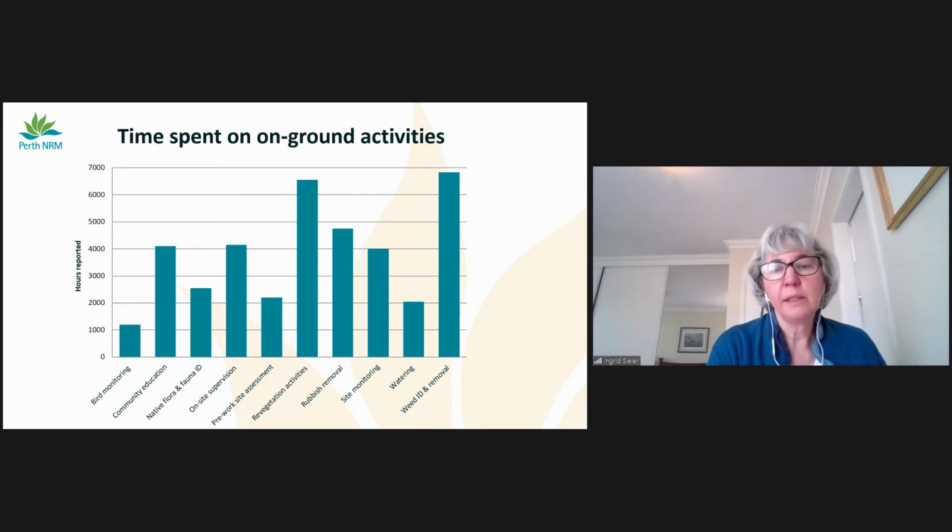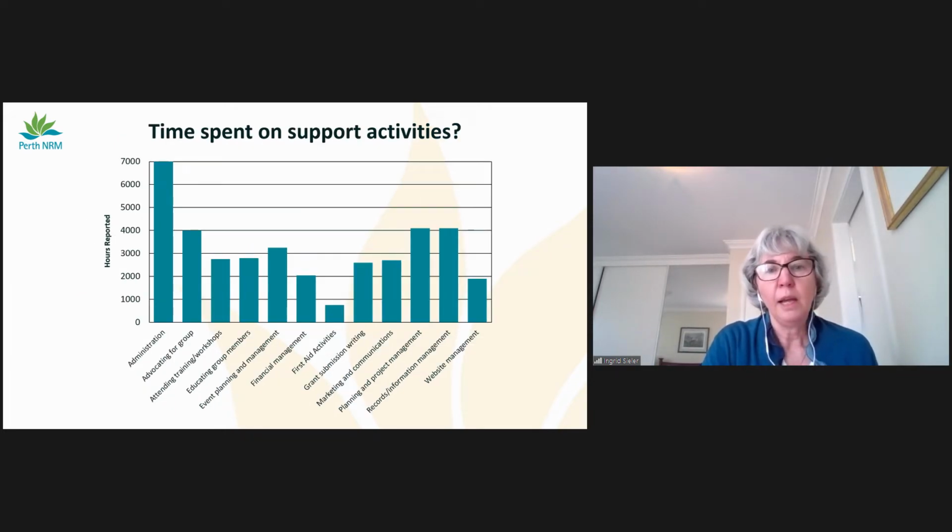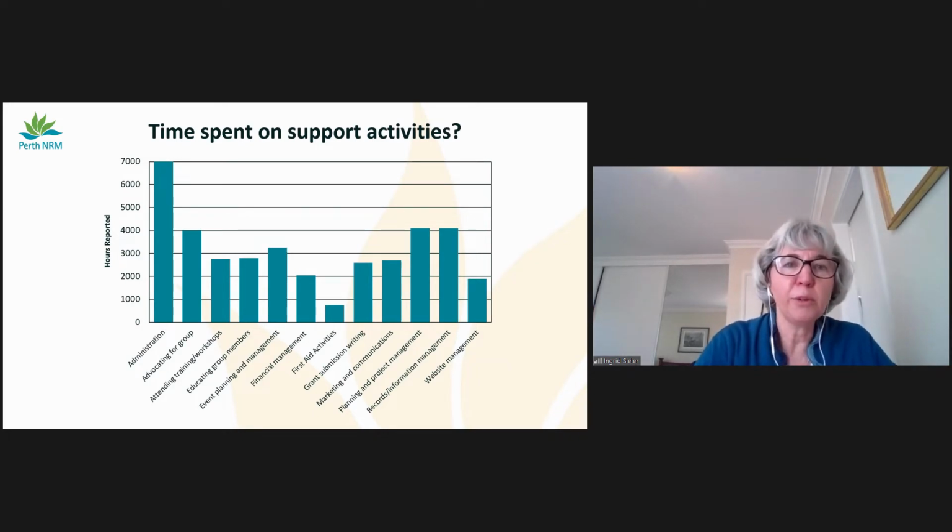So overall, we can see that a significant amount of time is spent on addressing threats to the natural values of our managed areas, with over 15,700 hours attributed to the identification and removal of pest plants and animals. The next slide shows you how much time the groups need to put in to support the on-ground work that they do.